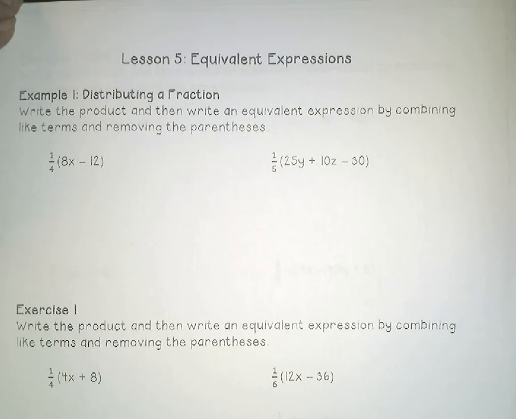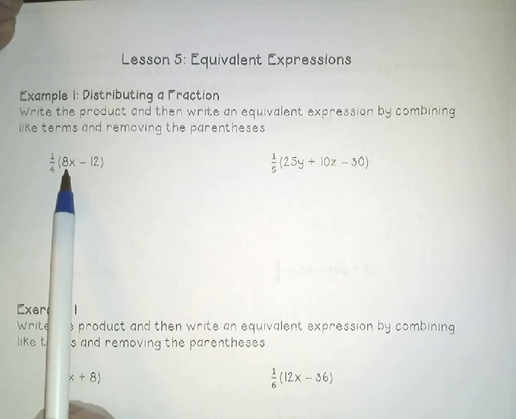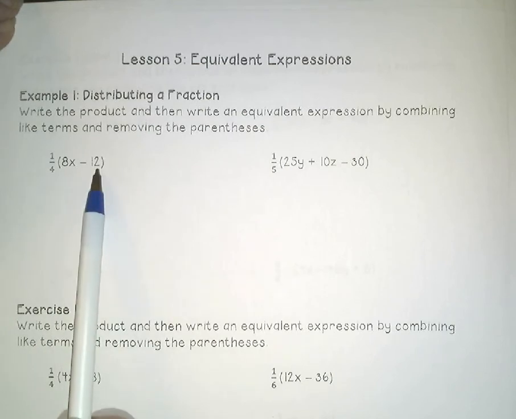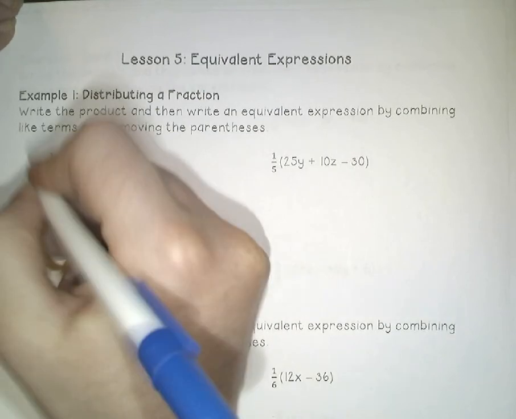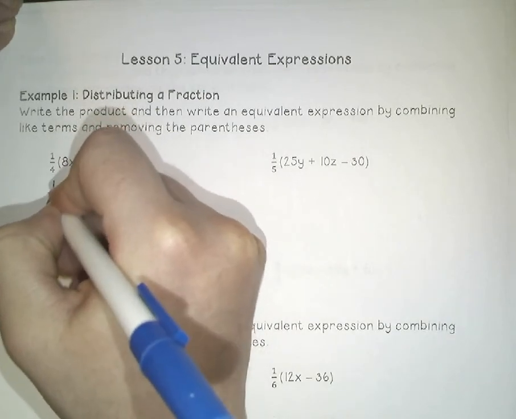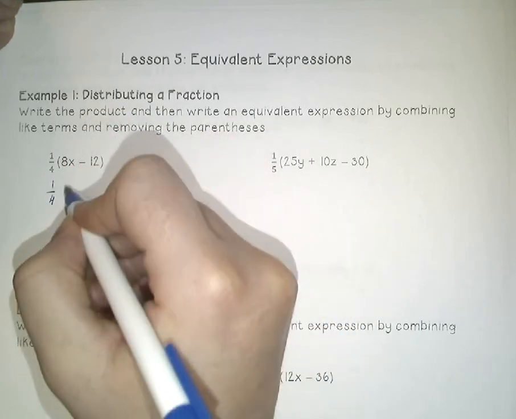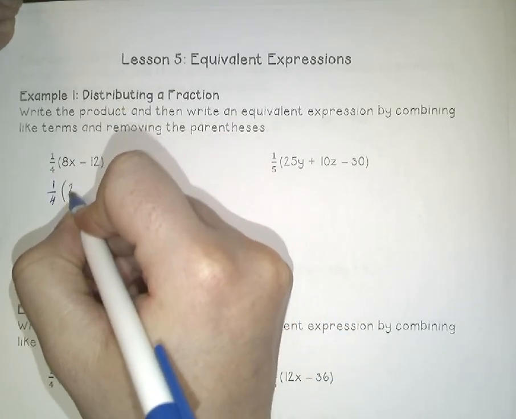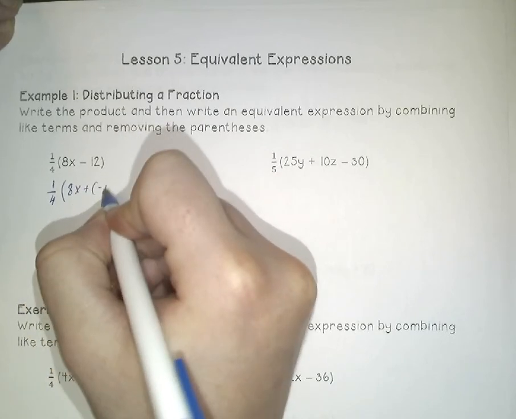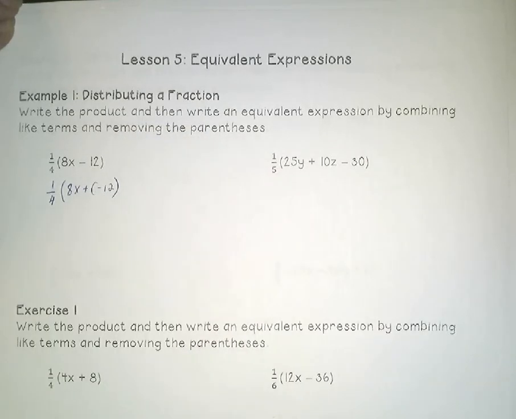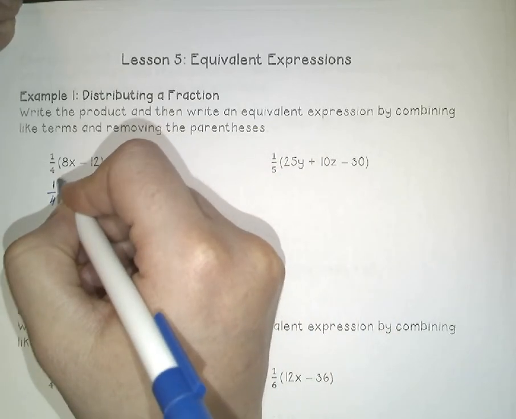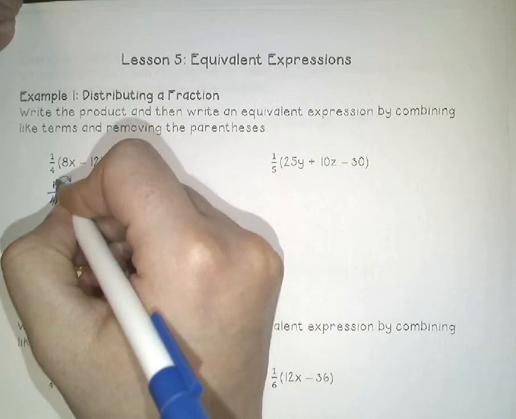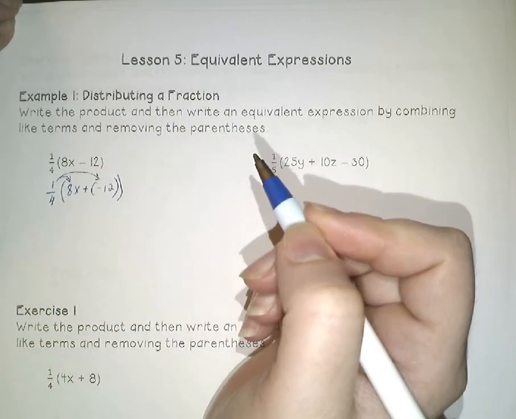Okay, so right away I'm looking at the first one and I see 1/4 times the difference of 8x and 12. What we want to do is to change the subtraction into addition of the opposite right away. That will make your life so much easier and will make solution of the problem a lot easier. We will have 8x plus negative 12. After we did that, we can apply the distributive property, multiplying 1/4 by 8x and multiplying 1/4 by negative 12.